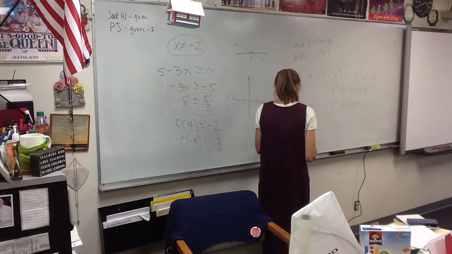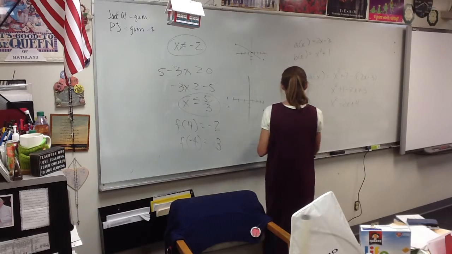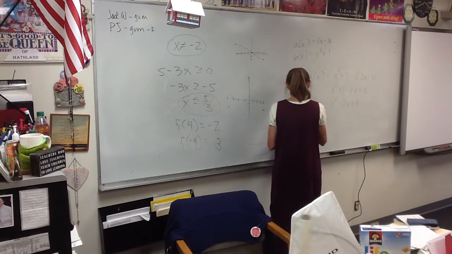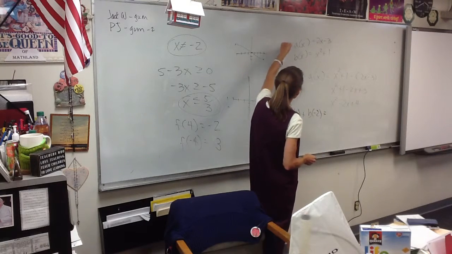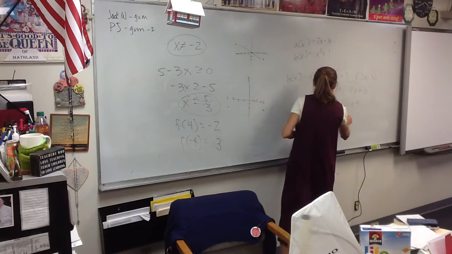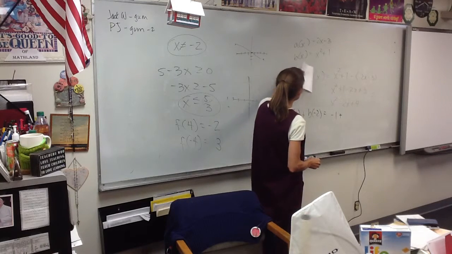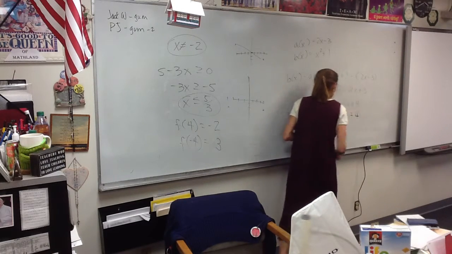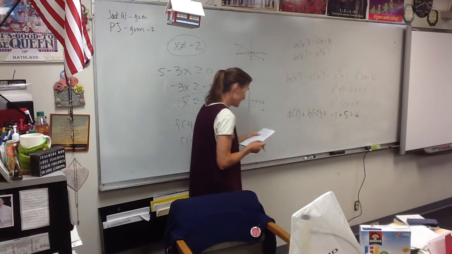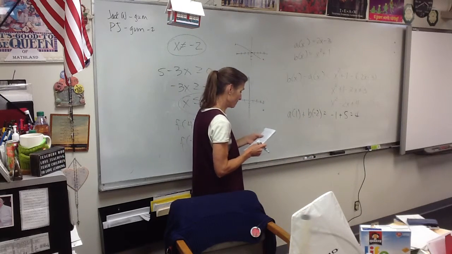And the next one says a of 1 plus b of -2. Okay, what's a of 1? -1. What's b of -2? 5. So the answer would just be 4. We're adding those together.